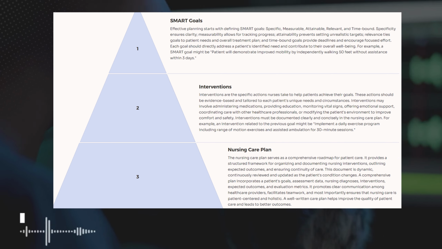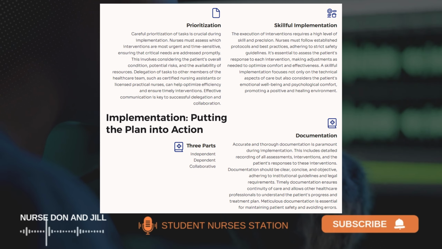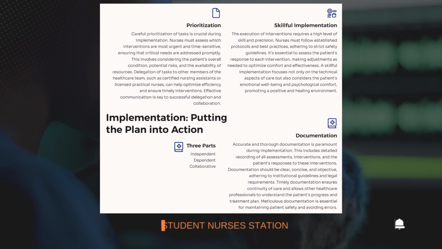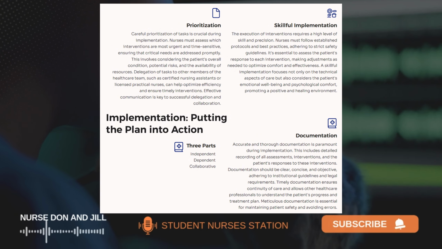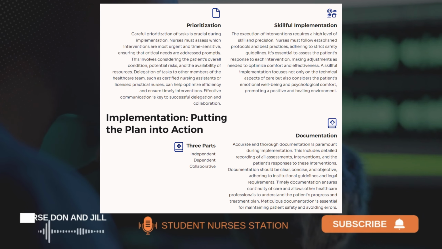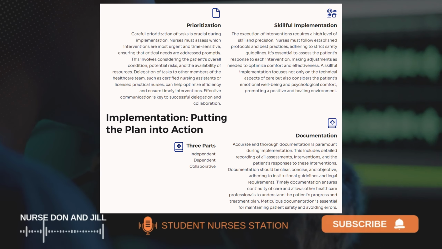Okay, so we've got our diagnosis and our SMART goals. Now what? We need to figure out how we're going to get there. That brings us to the interventions, the actions we're going to take to help the patient achieve those goals. And these interventions can be independent, dependent, or collaborative. Independent interventions are actions that nurses can initiate on their own without a doctor's order, like repositioning a patient to prevent pressure ulcers, or providing emotional support and education.